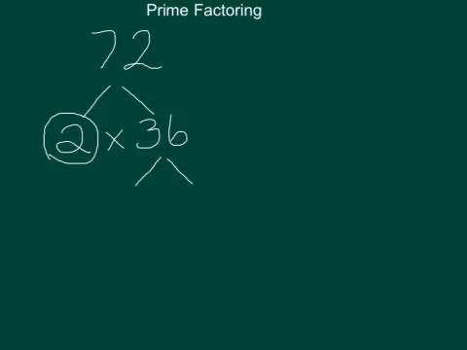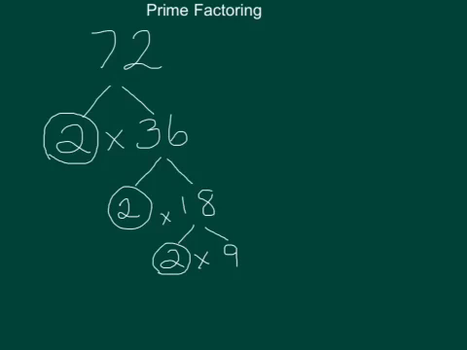Since 36 is an even number, I can use the prime number 2 again, and I can split it into 2 times 18. 18 is still not a prime number, so I can split it into 2 times 9. 2, the prime number, and then 9 is split into 3 times 3. And 3 is a prime number, so I don't need to split any of these.